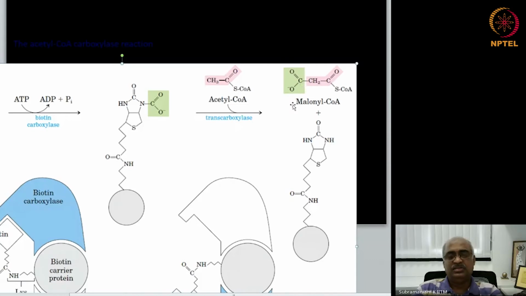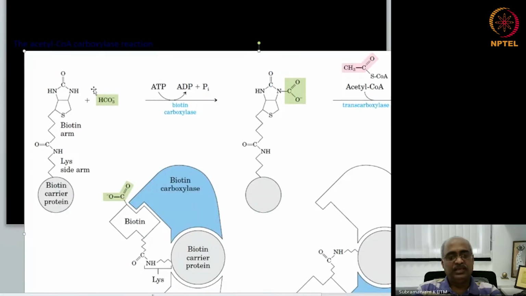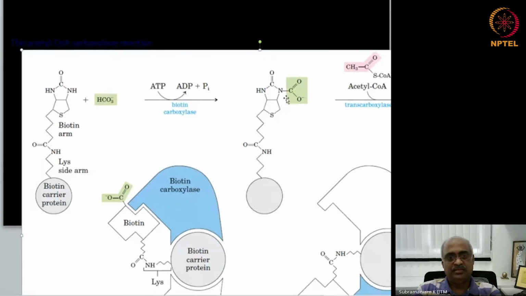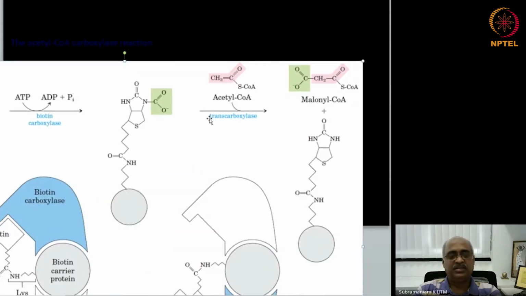So this is a dicarboxylic acid. So this is the overall reaction. First, carboxylation of the biotin group using a carbonic acid or bicarbonate ion, and that generates this carboxylated biotin. Then that is transferred by the trans-carboxylase to acetyl-CoA to make malonyl-CoA, and then the free biotin attached to the biotin carrier protein.